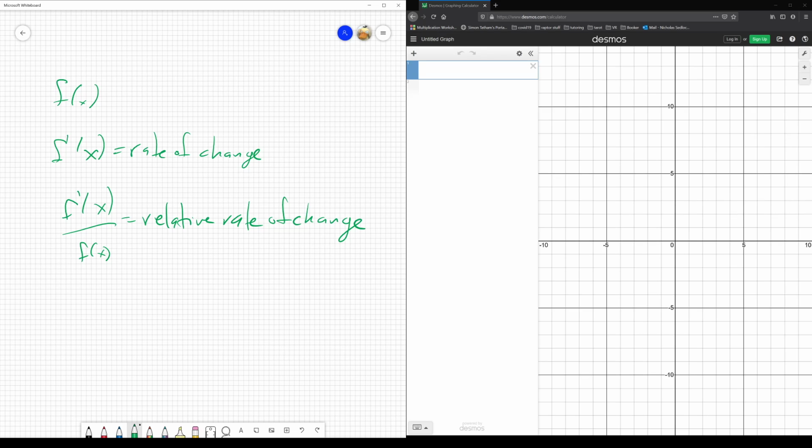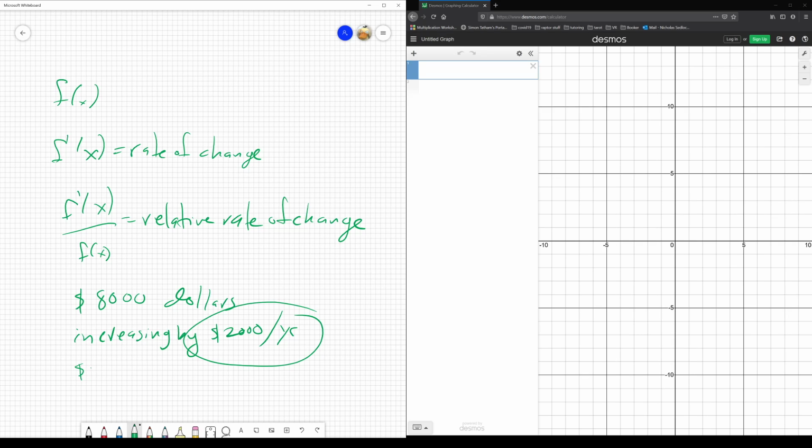So a way to think about this is, let's say that you have $8,000 and the amount of money you have is increasing by $2,000 a year. Then $2,000 a year is your rate of change, but if you take the $2,000 and divide it by the $8,000, you get 1/4, and this is the relative rate of change.